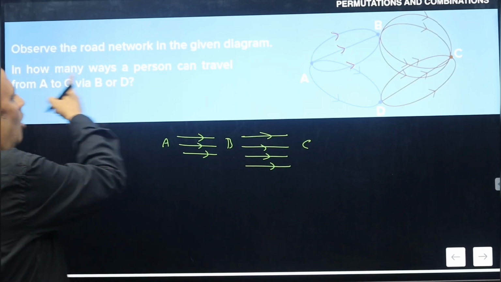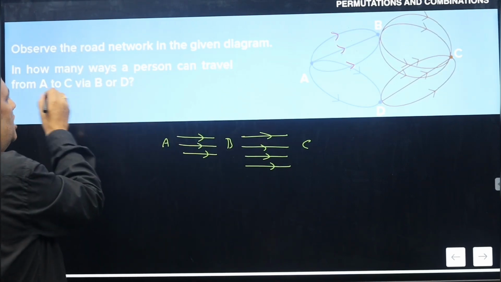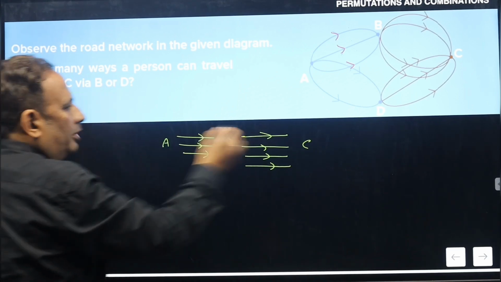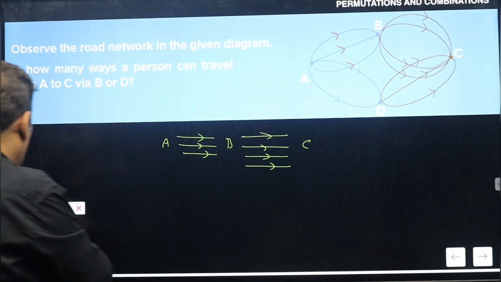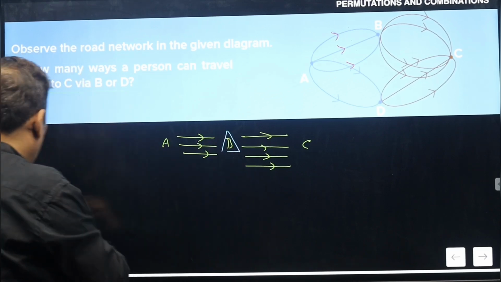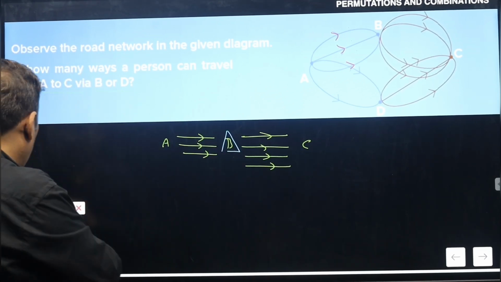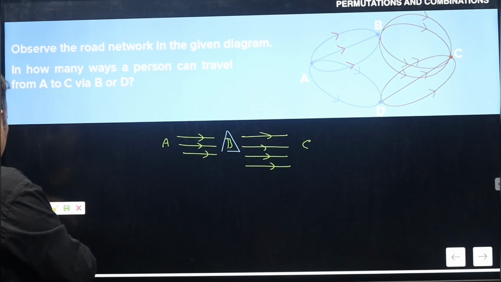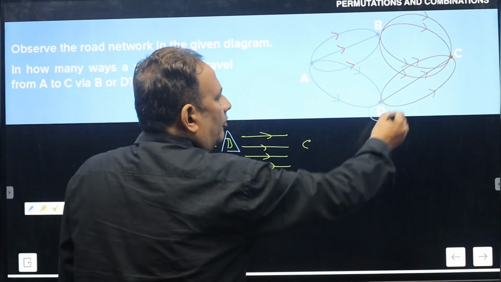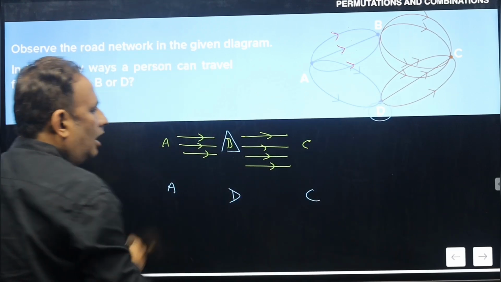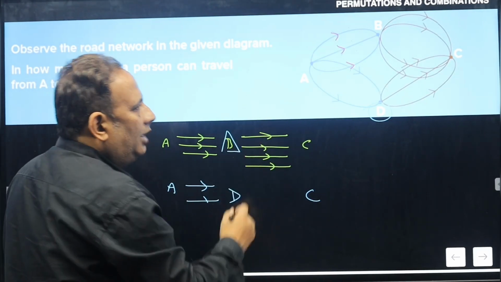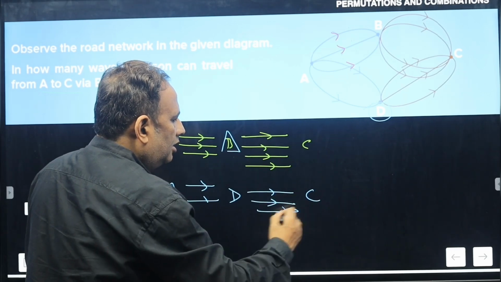What they are asking is, in how many ways can a person travel from A to C via B or D? Got it? It means we have to reach from A to C via B. And in another sense, we have to go from A to C via D. So via D, A to D, how many connecting roads are there? Connecting roads are 2. And from D to C, you can see there are 3 connecting roads.